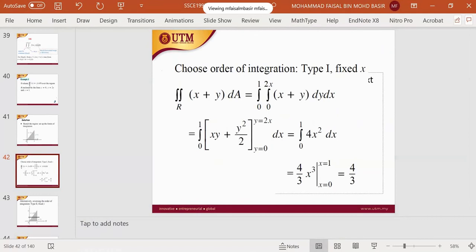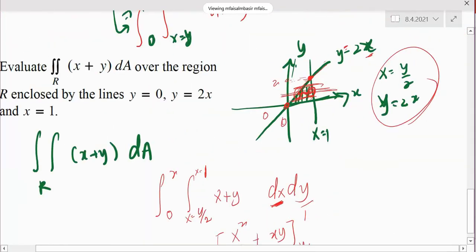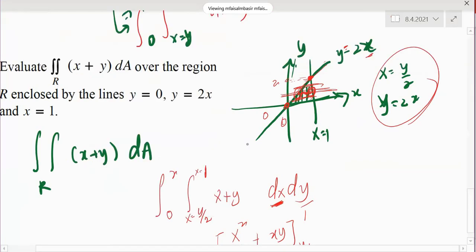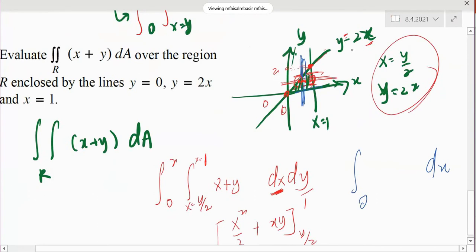If let's say I choose type 1, eh? Type 1, which means I have to cut which strip? How I have to cut? Yes, cut at X. So cut at X means X outside. Your X must be constant, that is from here, 0 to what? 1. 0 to 1, correct.